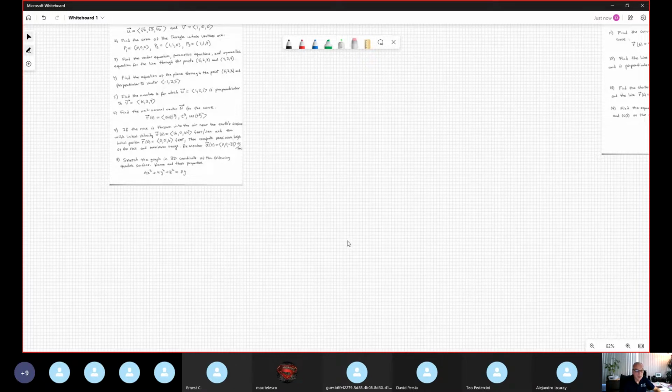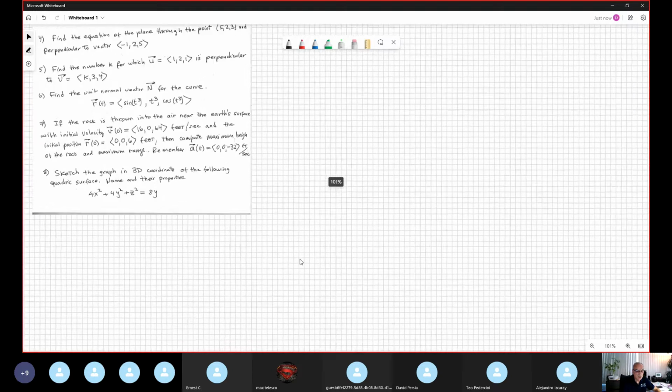Okay, now the question is super easy. The question is about sketching the graph of this conic section: 4x squared plus 4y squared plus z squared equals 8y. Quickly, without doing anything, using intuition, what surface is it? Name, first name, and last name. Come on, everything is positive, everything is a square. What kind of figure is it?